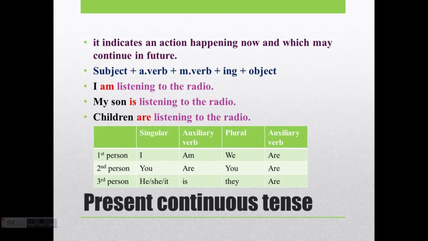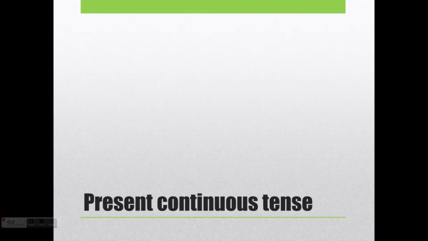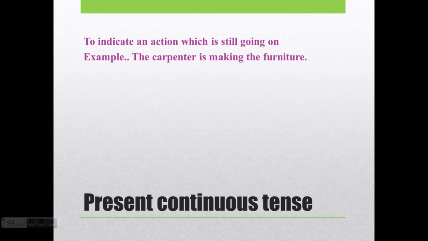Present continuous tense is much easier, so you can understand it very easily. Now let's go to the applications, where it is used. It is used to indicate an action which is still going on. That is, the carpenter is making the furniture.